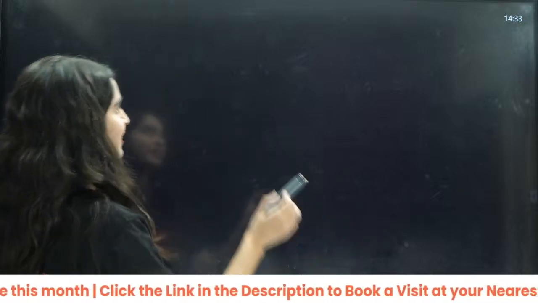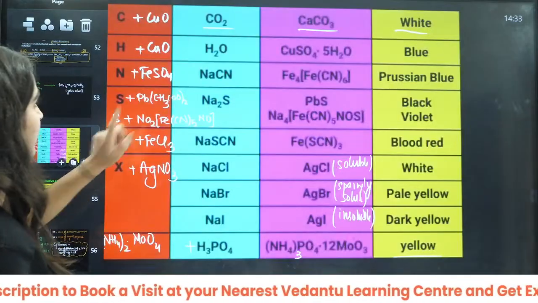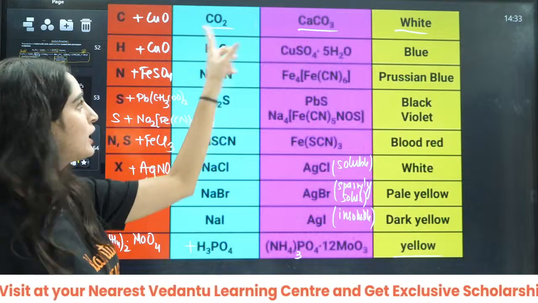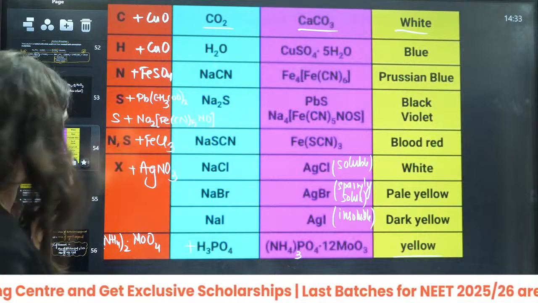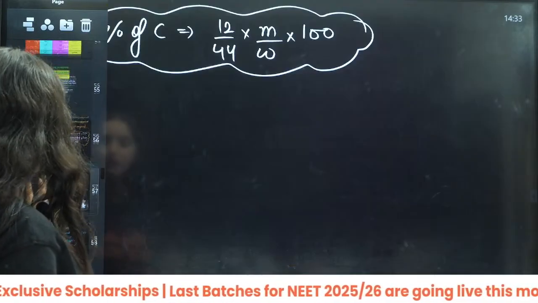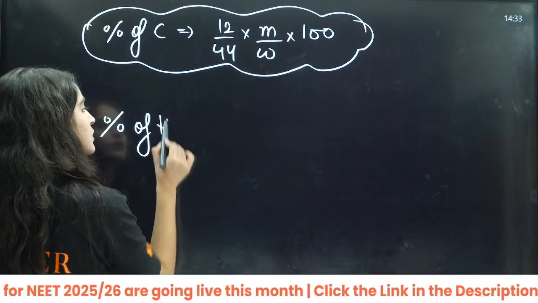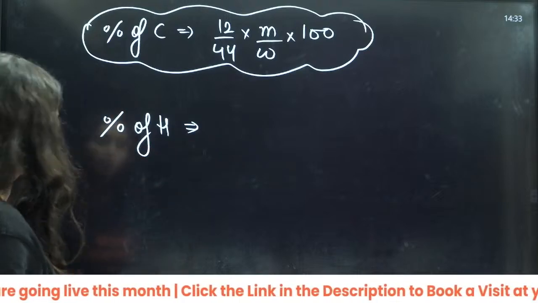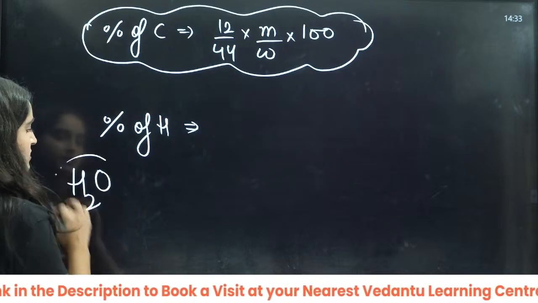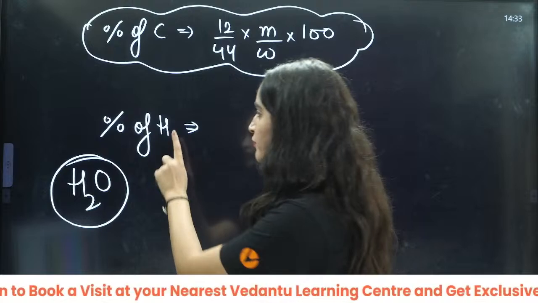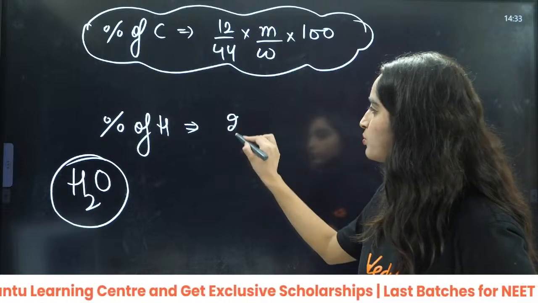It's raining heavily outside. The second thing that we did in qualitative analysis was H2O. So you need to calculate the percentage of hydrogen here. The detection compound becomes H2O. Now beta, tell me, the formula is molar mass of element in that compound. What is the molar mass of hydrogen in H2O? The molar mass of hydrogen in H2O is 2.